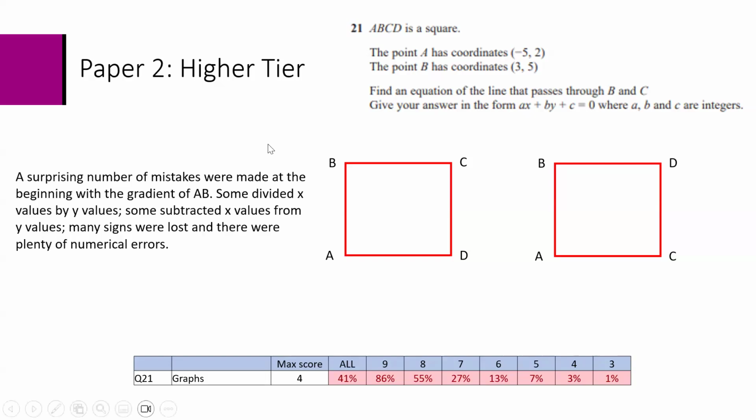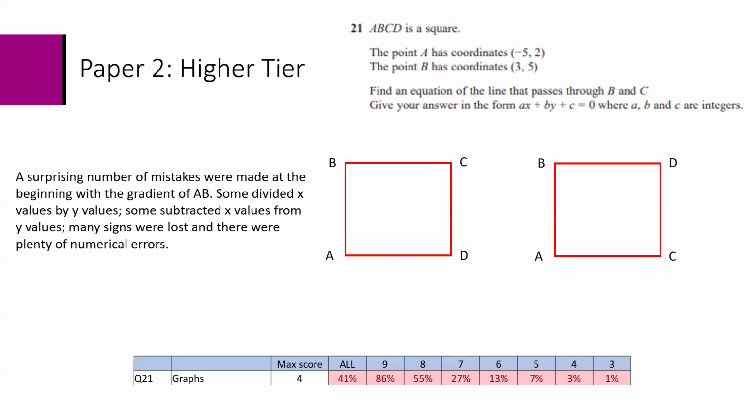But the examiners did say a surprising number of mistakes were made at the beginning with the gradient AB. Some divided x values by y values, some subtracted x values from y values, many signs were lost, and there were plenty of numerical errors. This is actually the reason I wanted to show you this question. There is something that has come through this year absolutely strongly from the examiners' reports: students are struggling with gradient and equations of lines.